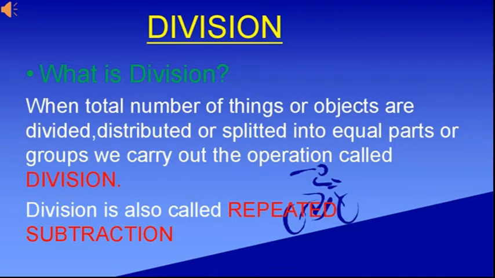What is division? When total number of things or objects are divided, distributed or split into equal parts or groups, we carry out the operation called division. Division is also called repeated subtraction.